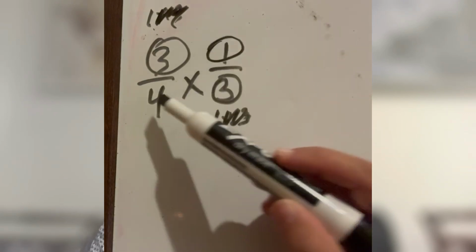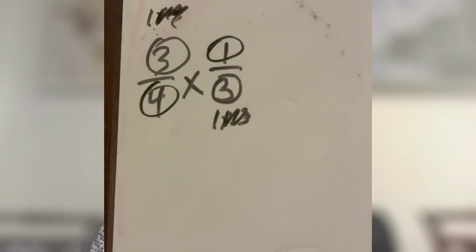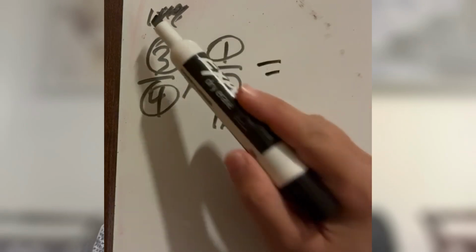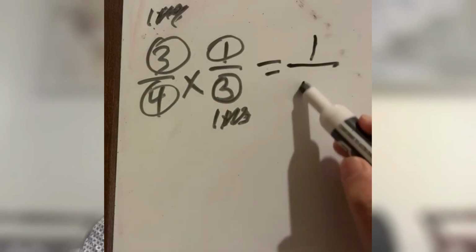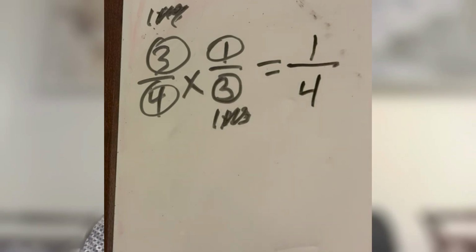Let's look at our next diagonal. We have 1 and 4. The only common factor they have is 1, so we can't pull anything out. So we'll multiply across. 1 times 1 is 1, and 4 times 1 is 4. So our answer for the second problem would be 1/4.